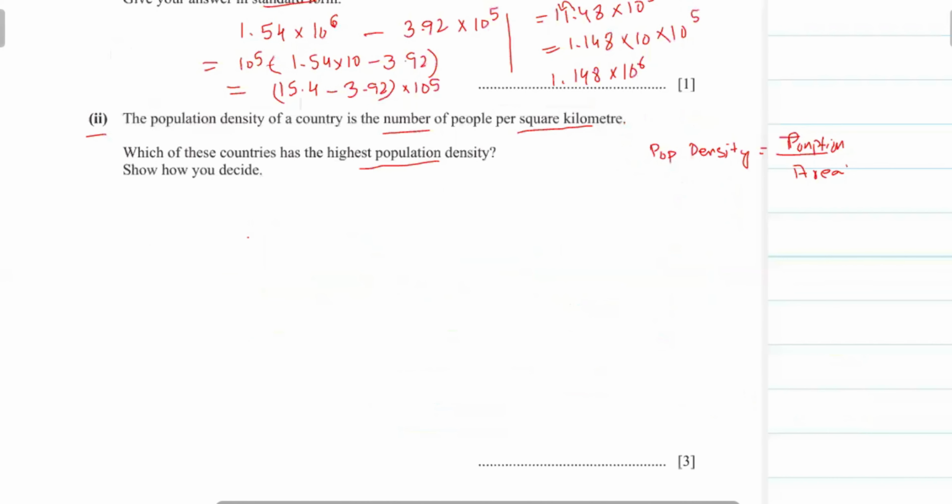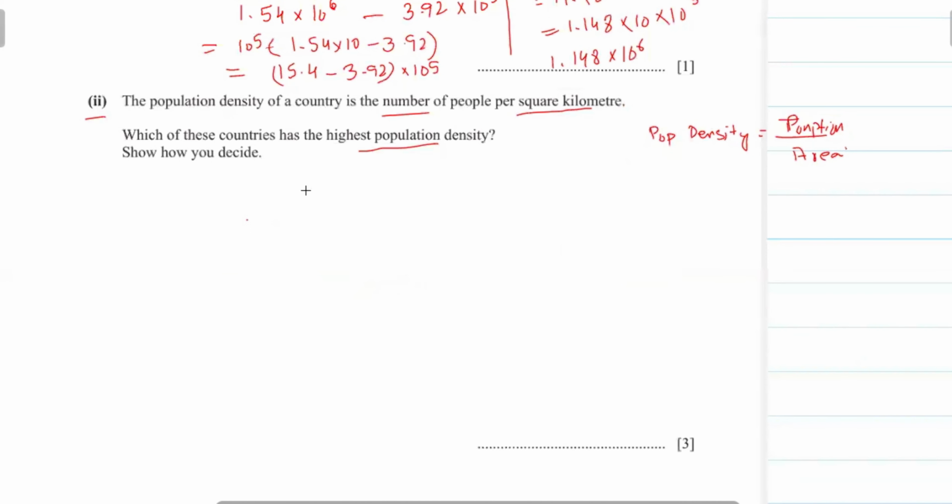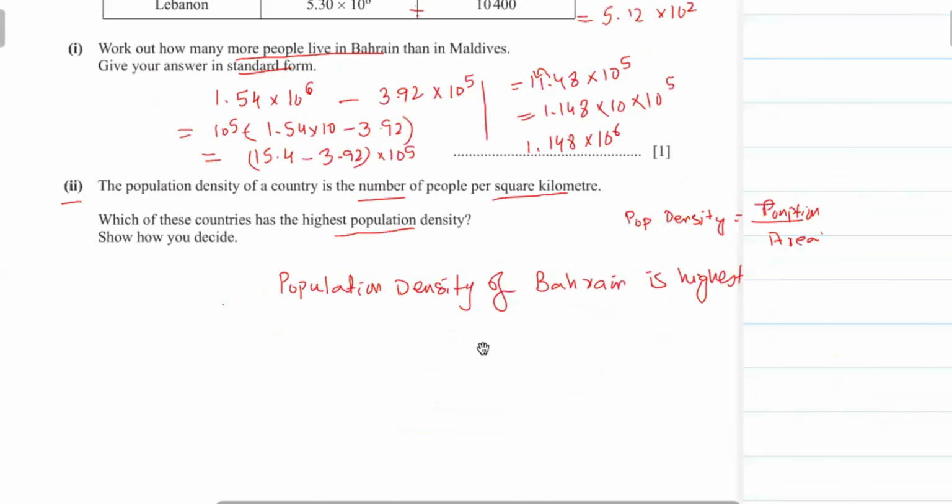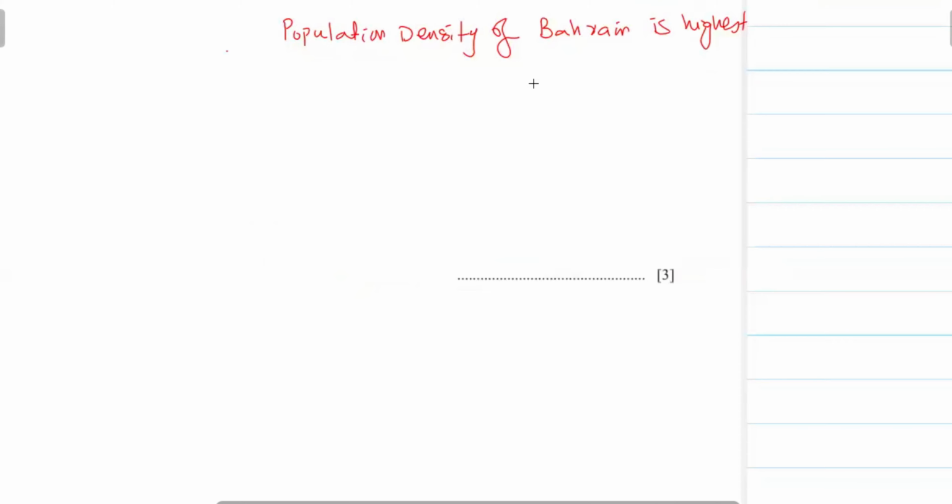Therefore, we write the population density of Bahrain is the highest, 2.03 multiplied by 10 to the power 3. We write here 2.03 multiplied by 10 to the power 3.